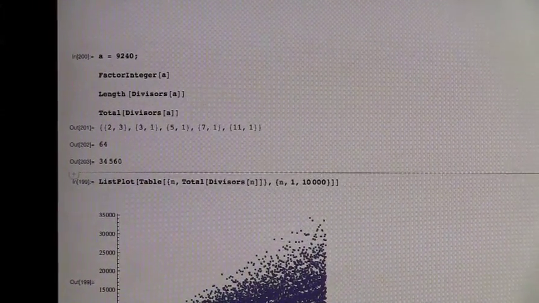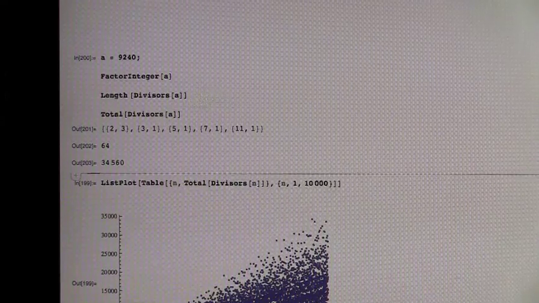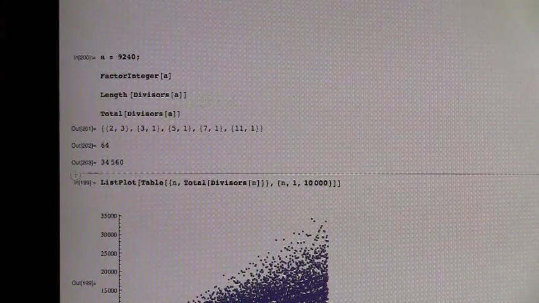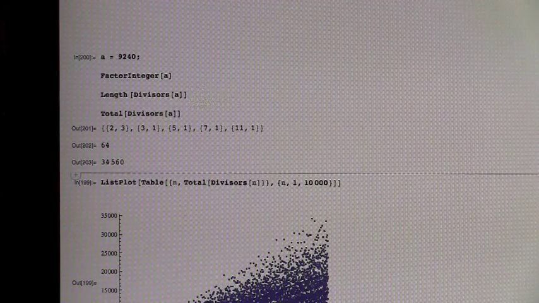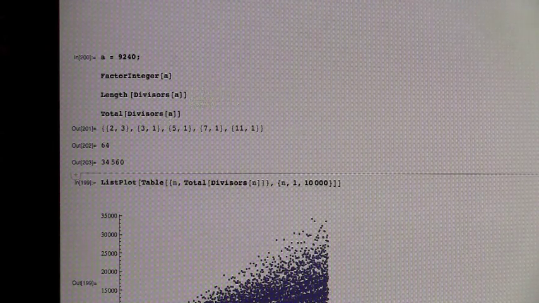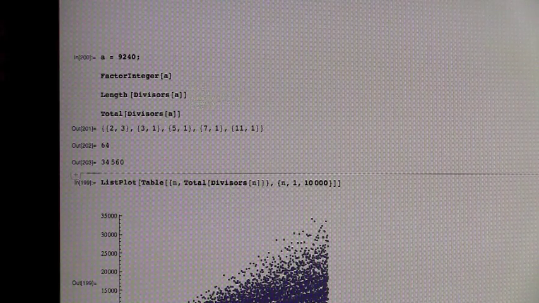Yeah, so interestingly, 9,240 is a pretty big number, and it has a big divisor sum. But actually, it's a fairly simple number, in that it factors into very simple primes. So that's a strange surprise, actually. But that has the highest divisor sum.